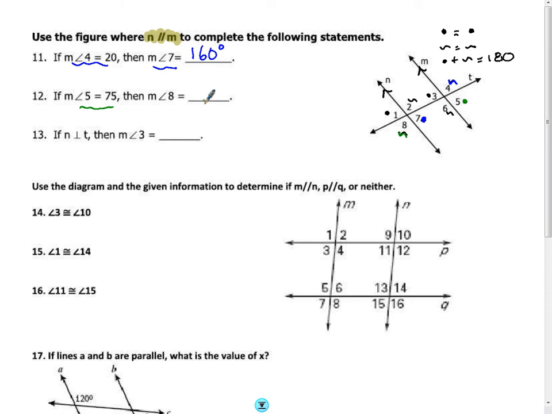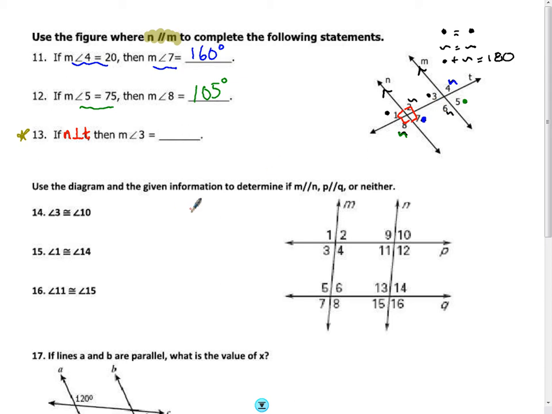Number 13 is a tricky question. I'm going to star that one just because it's kind of different. Here in number 13, we're given that line N is perpendicular to line T. So if N and the transversal are perpendicular, that means that the angles that they form are right angles. All four angles here would be right angles, meaning all their measures would be 90 degrees. Dots would be 90 degrees, squiggles would be 90 degrees. So if that's the case, and these lines are parallel, that means 3, 4, 5, and 6, those angles would also be 90 degrees. So here I can state that the measure of angle 3 is also 90 degrees.